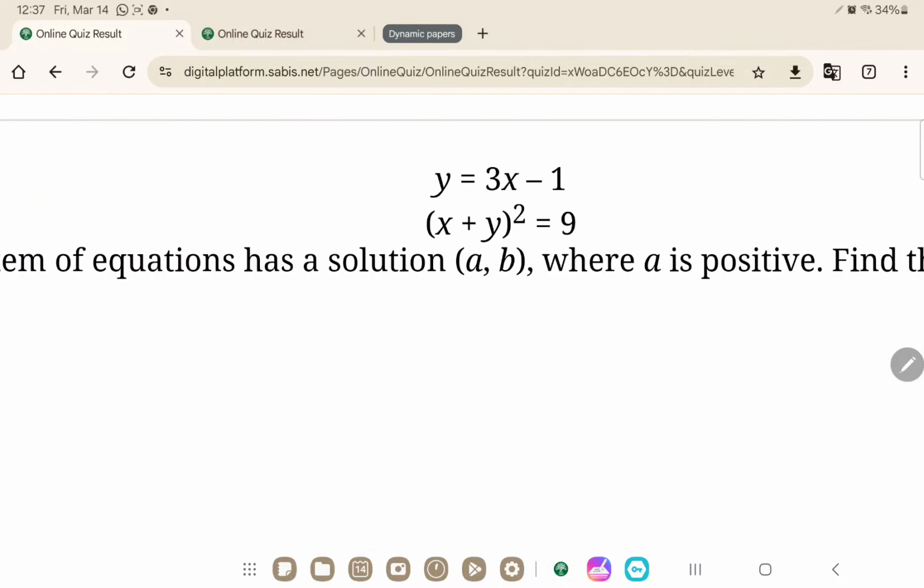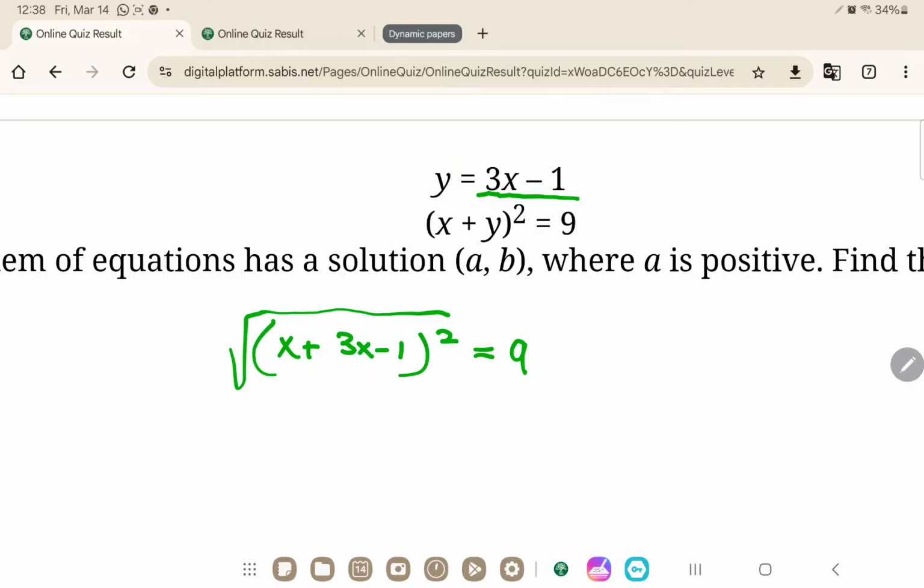Okay, this question is just a solution pair. So first of all, 3x minus 1 is y. So x plus y, which is 3x plus 1 or minus 1, squared, all squared, equals 9. Now how do you solve this? Radical here and radical here. So it's x plus, or well, 4x, because you can merge these two together. 4x minus 1 equals 3 or negative 3.